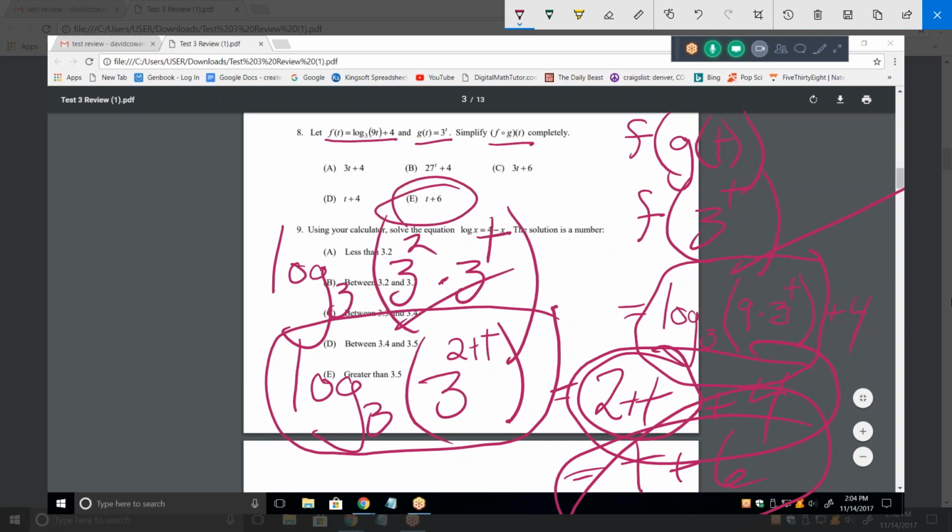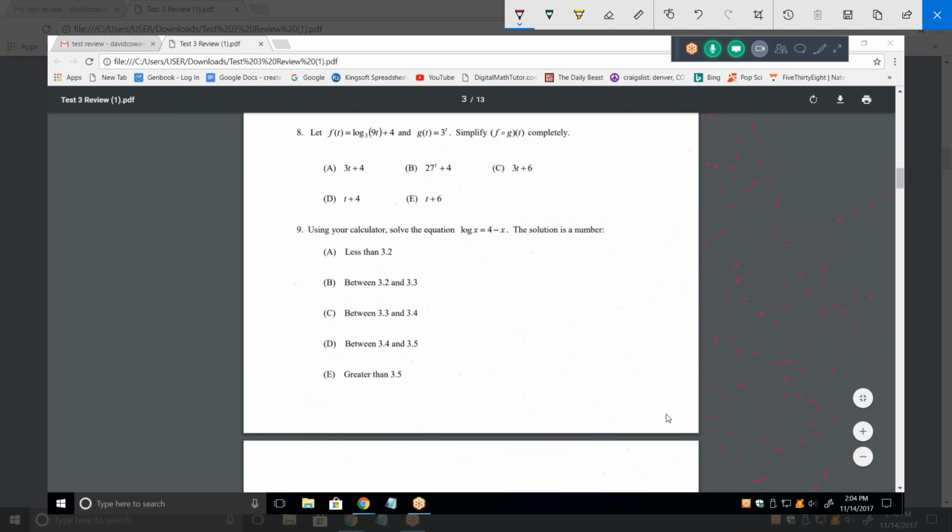Do you understand what happened? Yeah. Okay. Do you have your calculator in front of you? Yep. Loading. How are we going to solve this using the calculator?